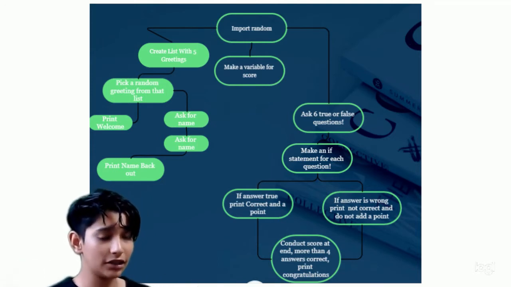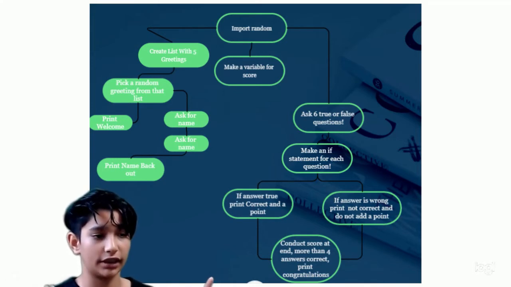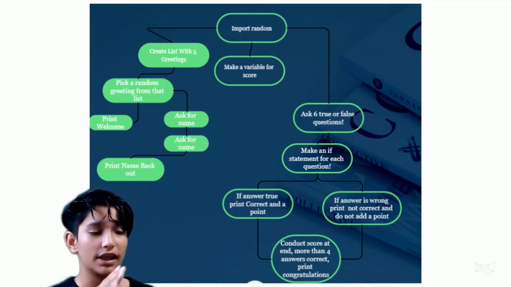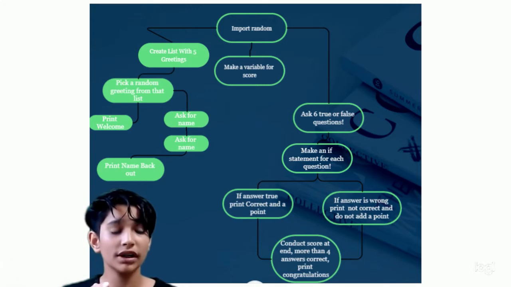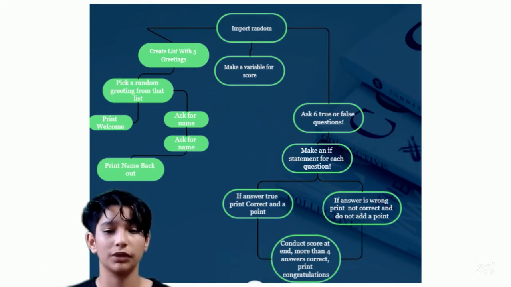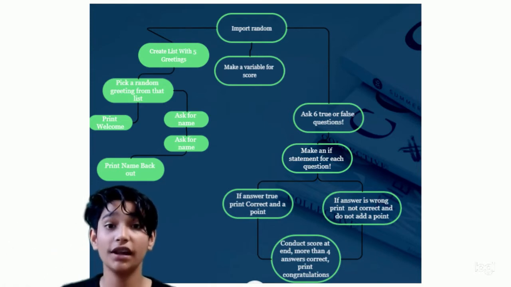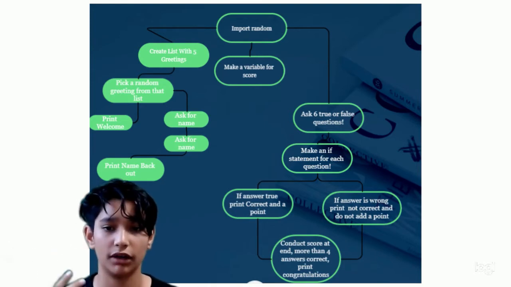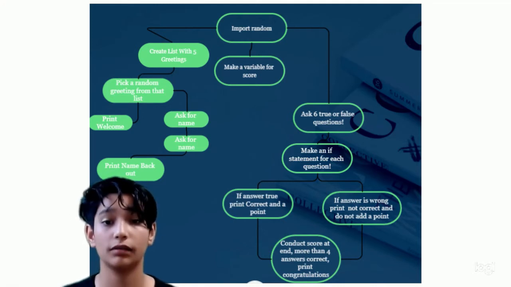Then, at the end of the whole entire if statement thing, we're going to conduct the score and end it. And if the user scores more than 4 answers correct, then we have to print congratulations. If not, then we have to say, oh, please try again. It's okay if you think it's hard, because it's really not if you think about it. You'll totally get it. Believe me.